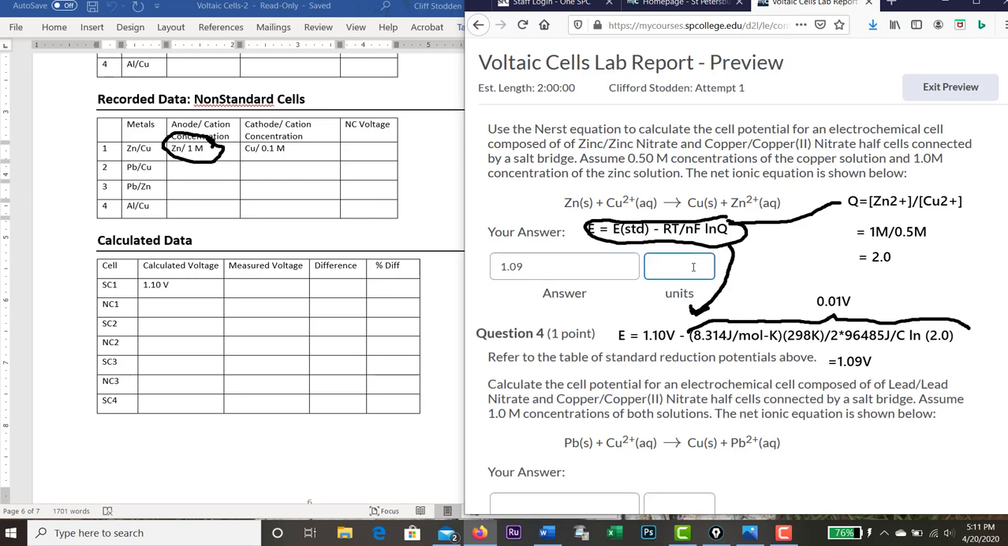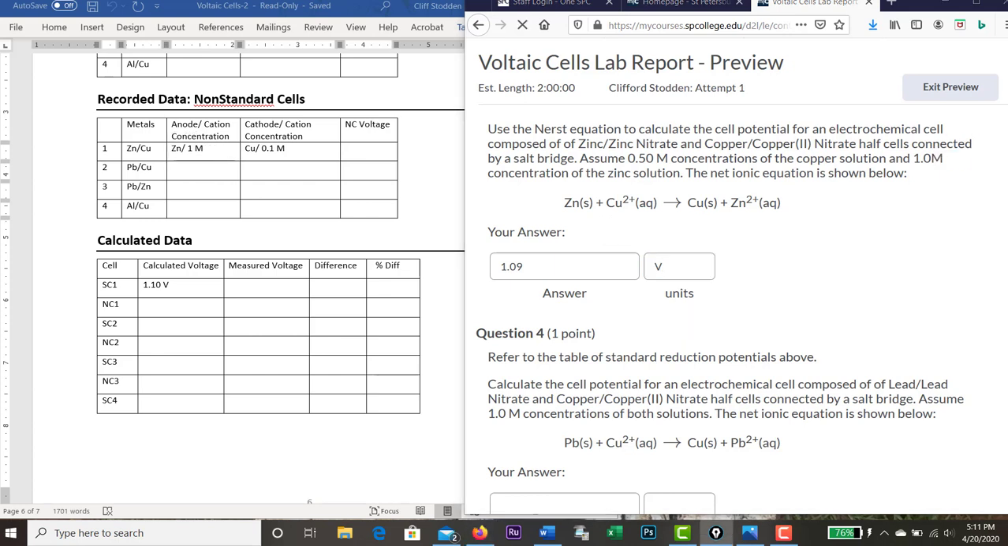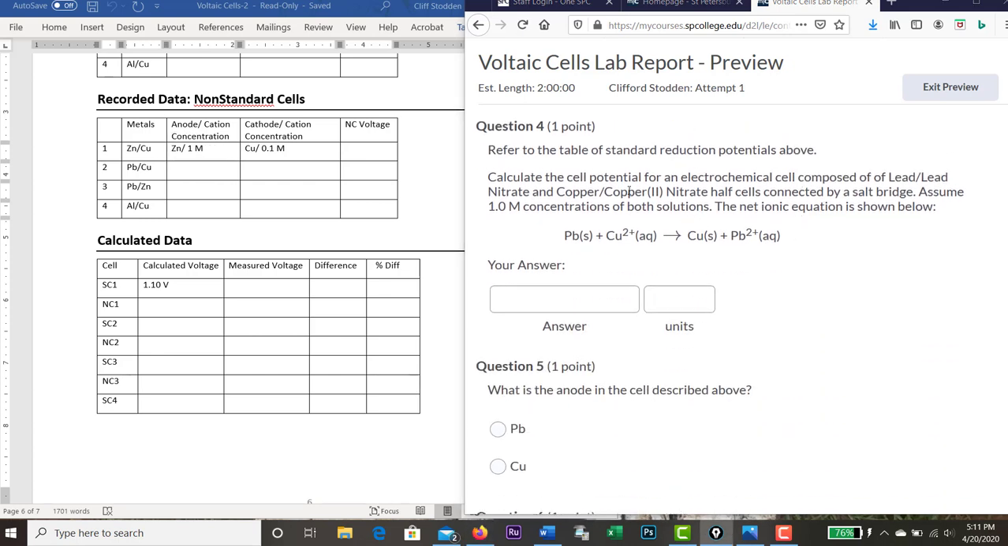And the units would be volts. Okay, so you're going to be doing that with 4 different systems. Down to the next one. The next one is the lead copper.